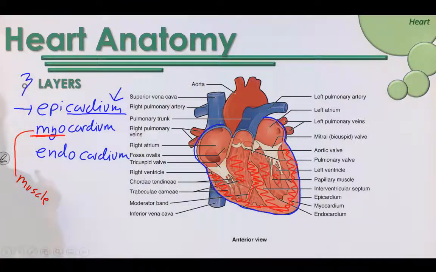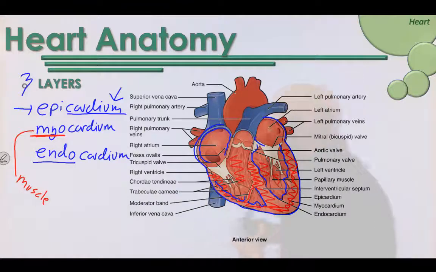Lastly, the innermost layer. The endocardium is, again, another really thin layer. Like the epicardium, it's really, really smooth. And it lines the chambers of the heart, so that as blood moves through the heart, there isn't a lot of friction to slow that blood down due to the presence of endocardium.